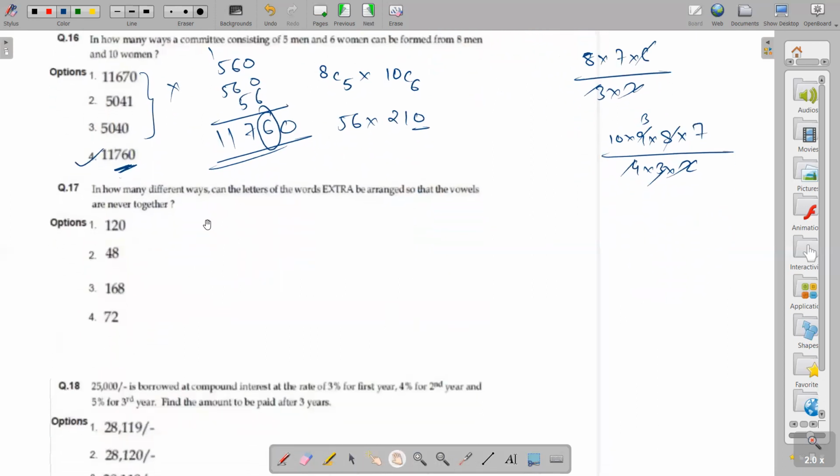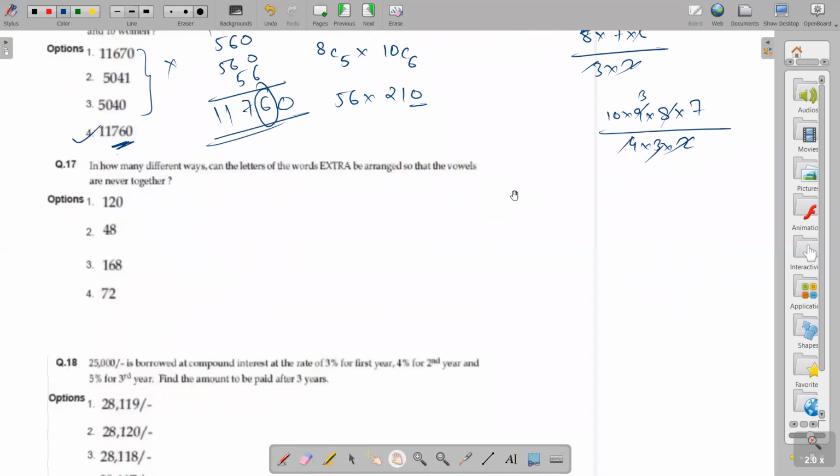Next question. In how many ways can the letters of the word EXTRA be arranged so that vowels are never together? Extra. This is a vowel, X, T, R, and there is another vowel. So this XTR can be arranged in 3 factorial ways, and there are 4 gaps in between. In these gaps, we can fill E and A. E can be filled in 4 ways, 1, 2, 3, 4 ways. Let's say E was placed over here. Now for A, there are 3 places, 4 into 3. So 4 into 3 is 12, 3 factorial is 6, 12 6s is 72 is the answer.